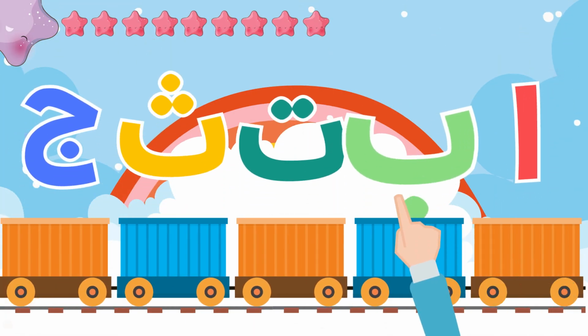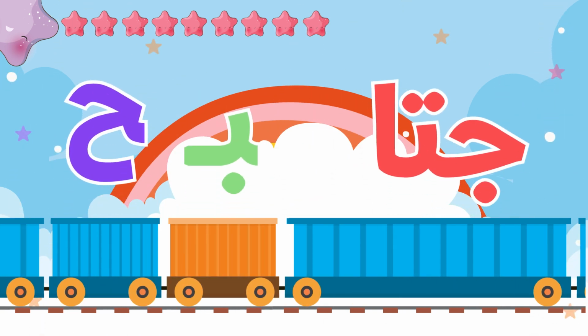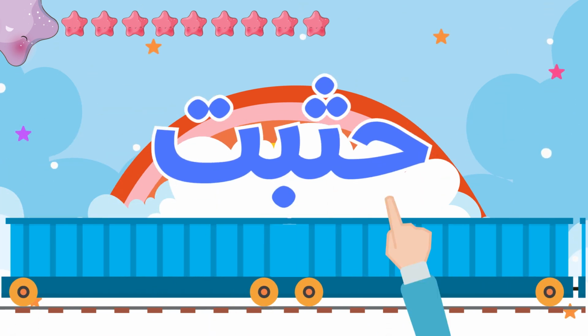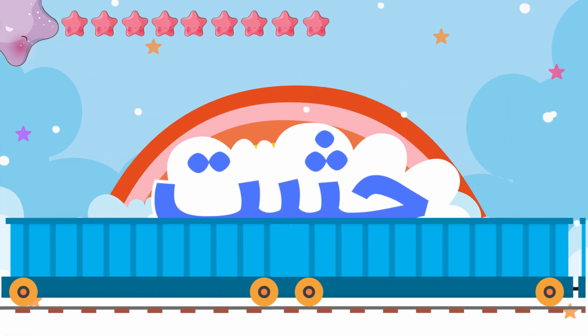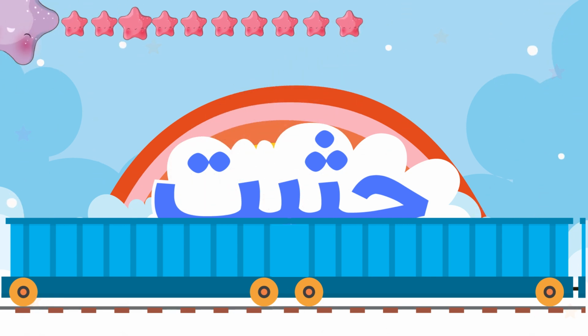Let's read the names of the next letters. Alif, ba, ta, tha, jim, ha. Jim, ta, alif, ba, ha. Ha, tha, ba, ta. You take 10 stars. Very good job. Now time for the last activity.